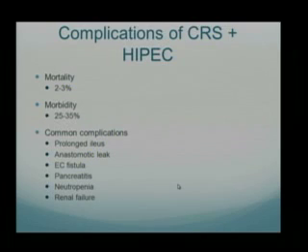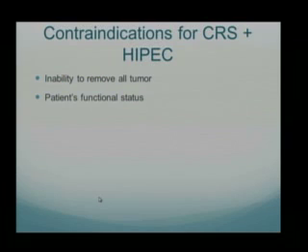Some of the common complications, most common, again this is probably a written board question, most common complication for HIPEC is a prolonged ileus. Other complications include an anastomotic leak, enterocutaneous fistulas, you can have pancreatitis, neutropenia. Reason for neutropenia is the intraperitoneal chemotherapy. Cisplatin is one chemotherapy that's used and that can cause neutropenia as well as renal failure. So those are some of the common complications.